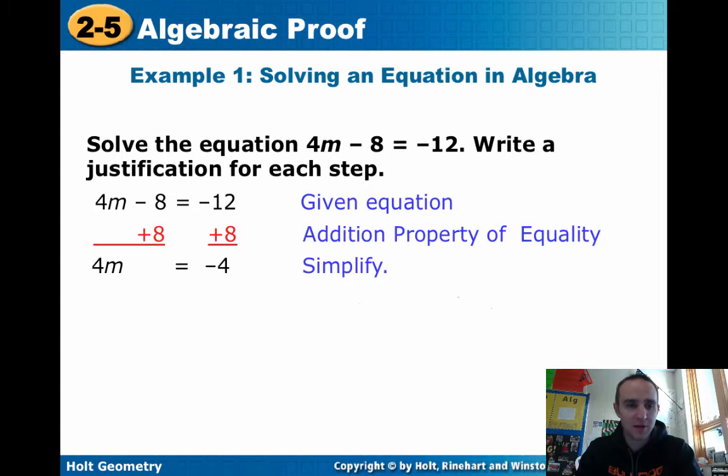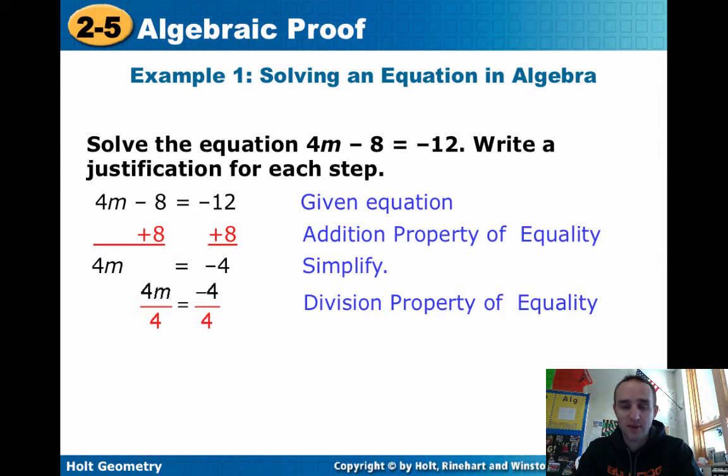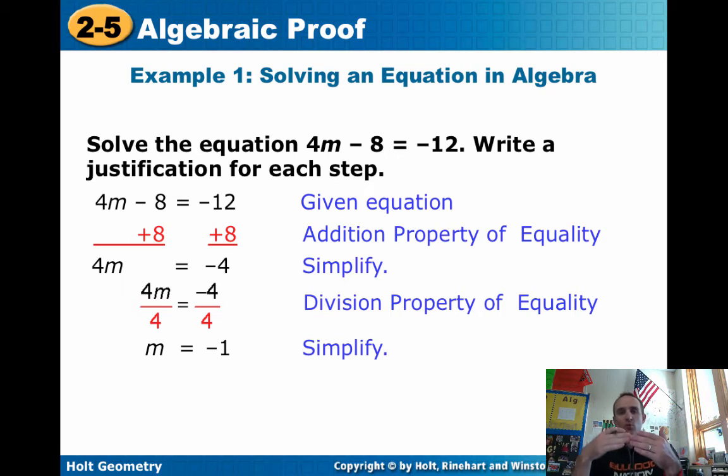We got one more step here, got to divide by 4. When we divide both sides by 4, that is the division property of equality. And we just got to simplify to get our final answer. So you'll notice that where the work is shown, that is the property. Where we are getting the result after that work, that is simplify. So we are going to solve it and give a justification for each step.